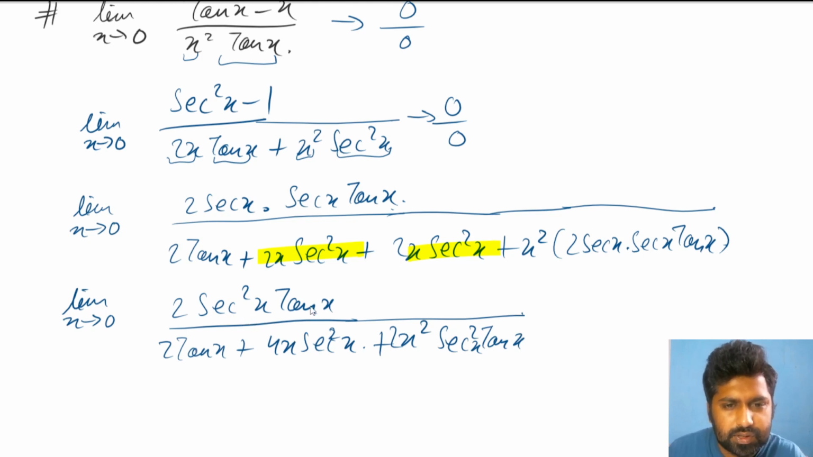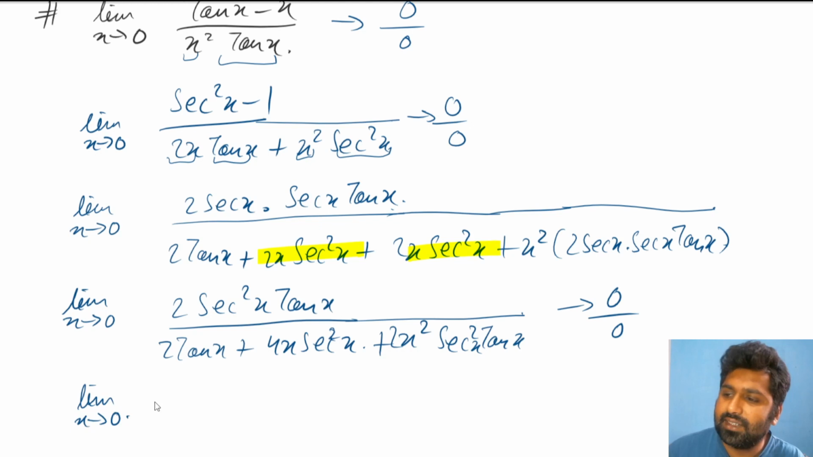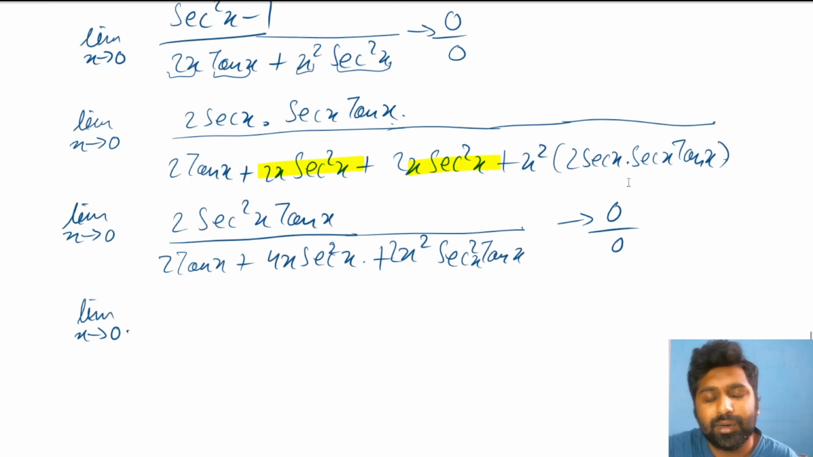x is tending to 0, so tan 0 is 0. The numerator directly becomes 0. The denominator is 0, since x is there, 0. Still 0 by 0. So again differentiate. This question gives you the idea that sometimes even L'Hopital questions are lengthy. Although it is usually used to solve questions quickly, sometimes it takes time.